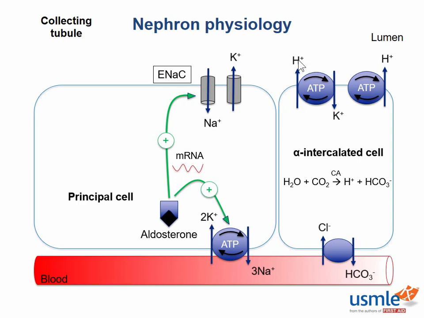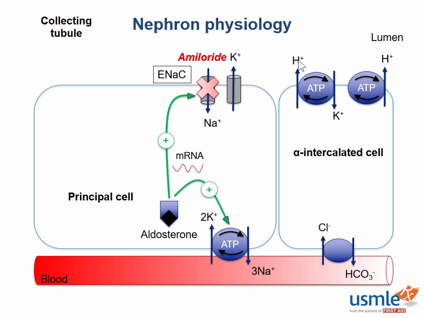Also, for an additional note, this part of the nephron is the site of action of the K+ sparing diuretics. Can you name any off the top of your head? Great, triamterene and amiloride. These drugs block the luminal ENaC sodium channel and promote sodium loss while preventing potassium loss.